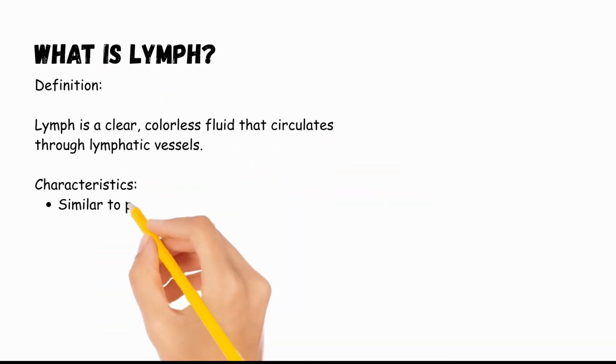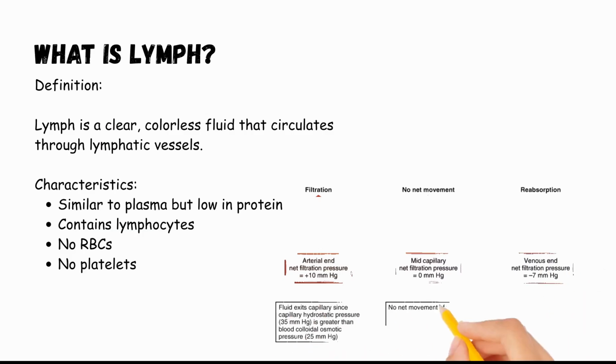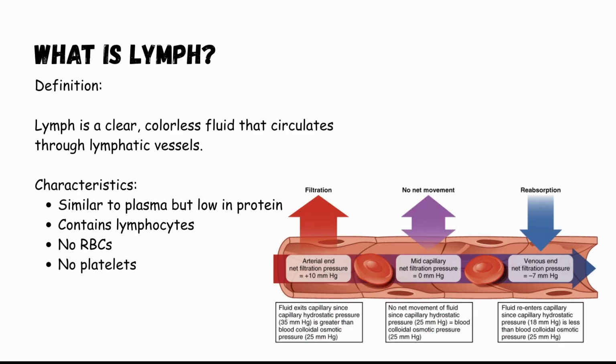Lymph is a clear, colorless fluid that flows inside lymphatic vessels. It originates from blood plasma. When plasma leaks out of blood capillaries into surrounding tissues, it forms interstitial fluid. Once this interstitial fluid enters lymphatic capillaries, it becomes lymph. Unlike blood, lymph does not contain red blood cells or platelets. It mainly contains lymphocytes, which are important white blood cells involved in immunity.